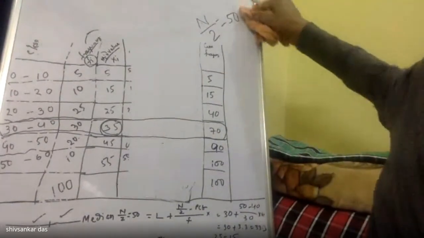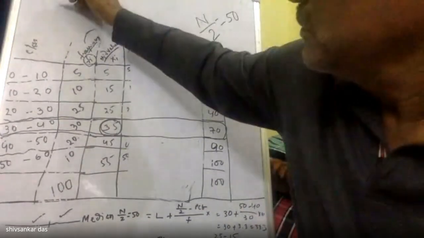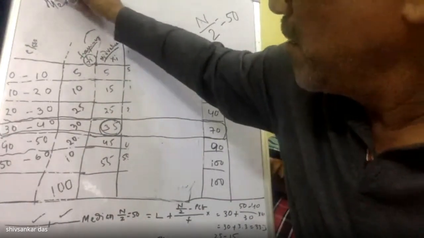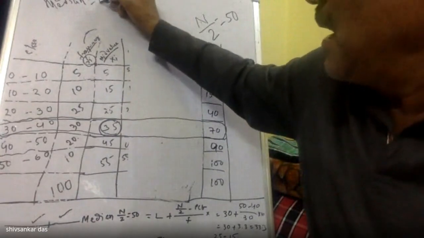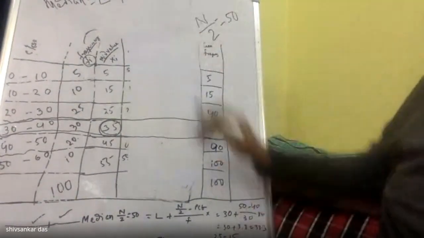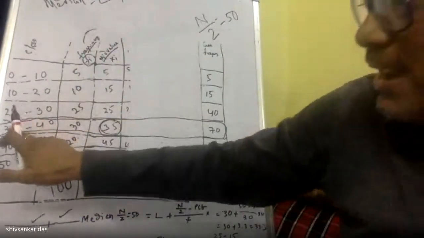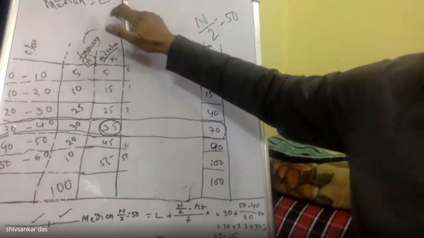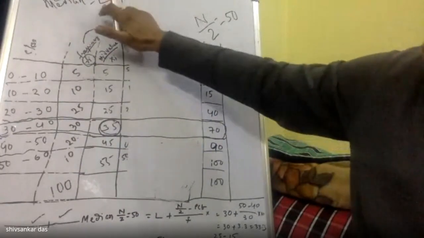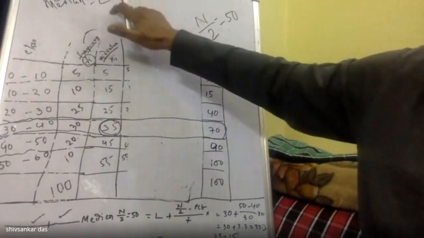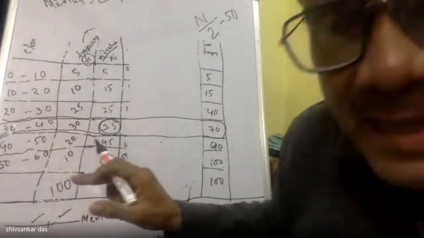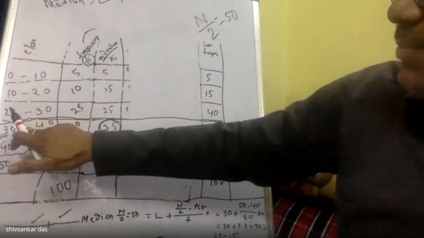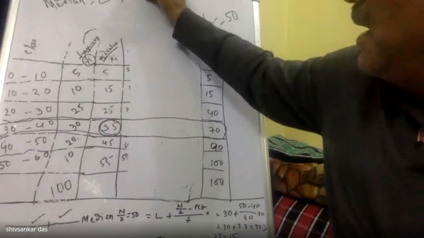Median is equal to L plus, I'll explain what it is. L is the lower limit of the median class. Please write. You write the formula, you write the explanation. Median is equal to L plus, L is the lower limit of the median class.